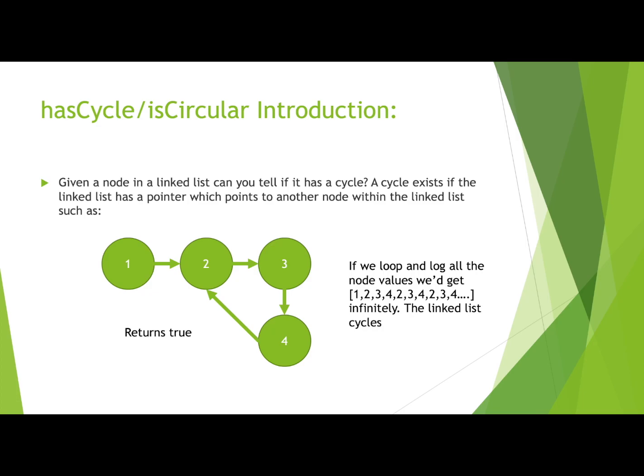Given a node in a linked list, can you tell if it has a cycle? Basically, a cycle exists if a linked list has a node that points to another node within that linked list, so the linked list will loop. If we iterate through this, we'll go 1, 2, 3, 4, 2, 3, 4, 2, 3, 4, right? Basically, this has a cycle, so this will return true. It'll basically loop infinitely.